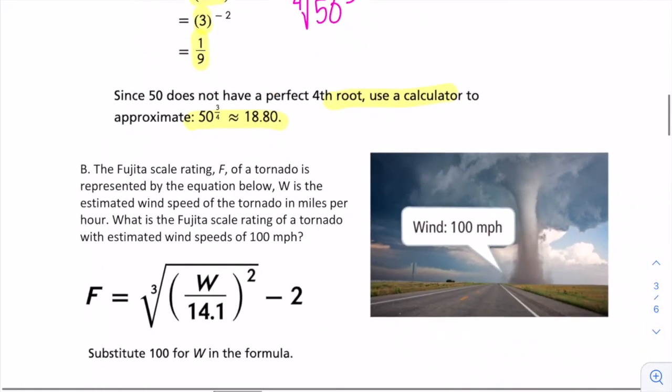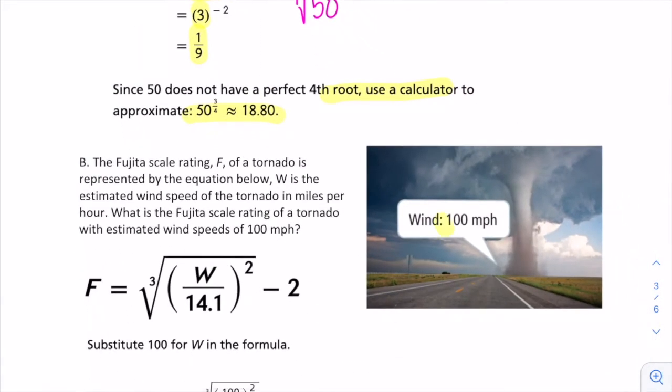Now, a good application of roots is the Fujita scale of tornadoes. So if we have a tornado with an estimated wind speed of 100 miles per hour, we can determine the Fujita scale rating with this formula. We're going to substitute W with 100 and then simplify it.